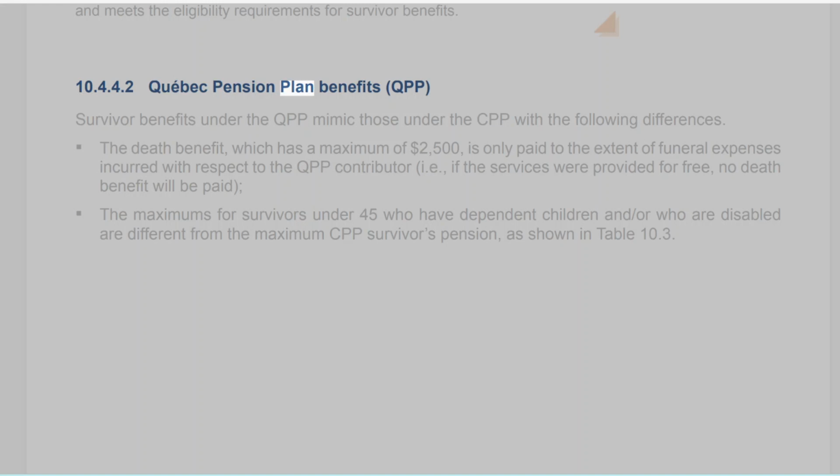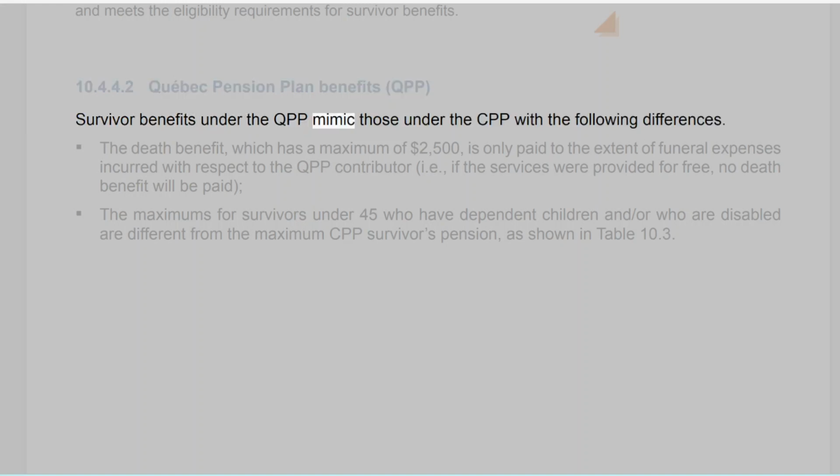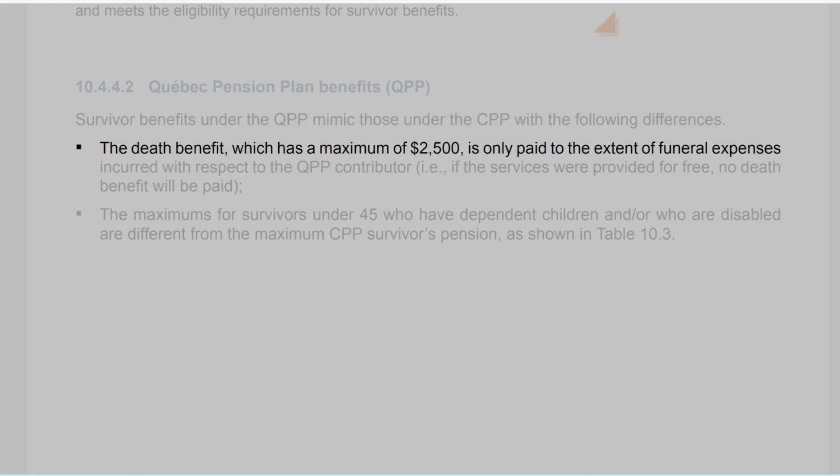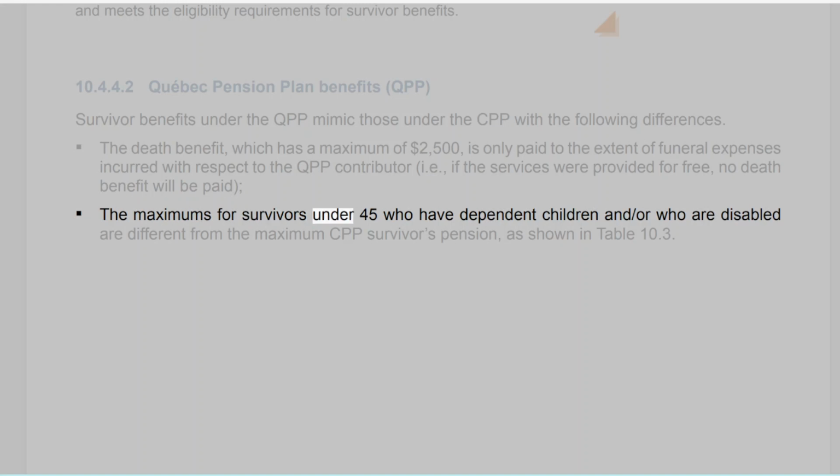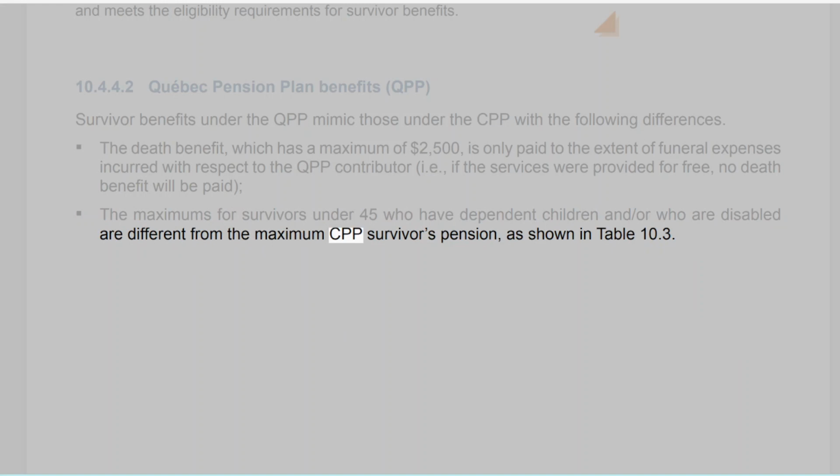10.4.2 Quebec Pension Plan Benefits, QPP. Survivor benefits under the QPP mimic those under the CPP, with the following differences. The death benefit, which has a maximum of $2,500, is only paid to the extent of funeral expenses incurred with respect to the QPP contributor, i.e., if the services were provided for free, no death benefit will be paid. The maximums for survivors under 45, who have dependent children, and or who are disabled are different from the maximum CPP survivor's pension, as shown in Table 10.3.